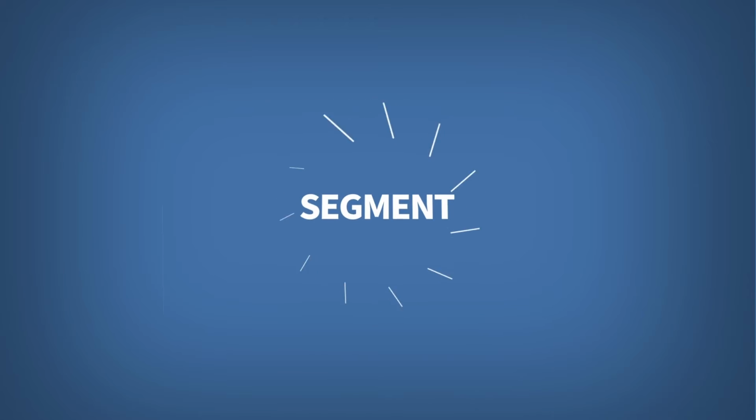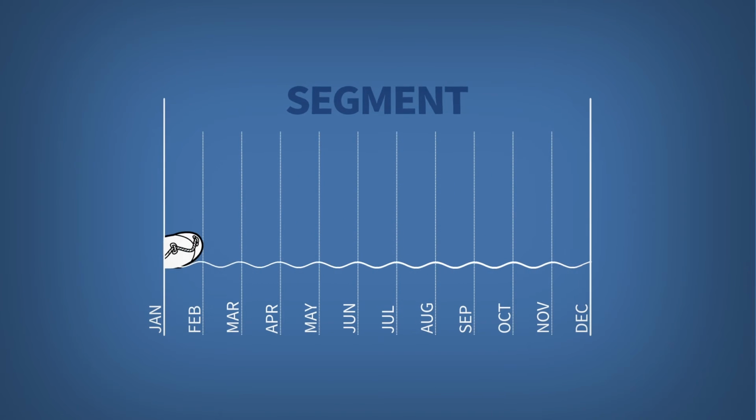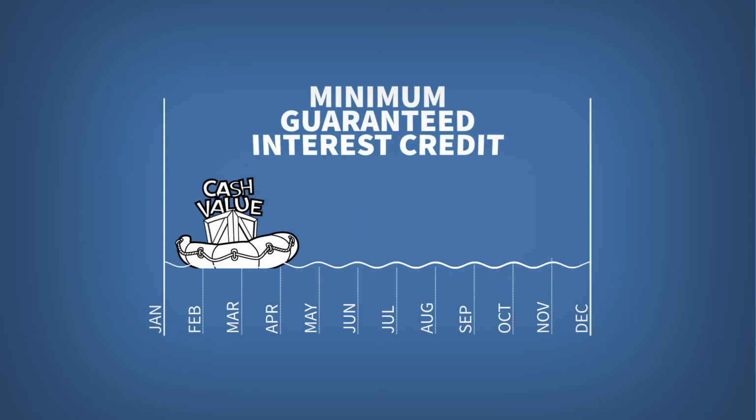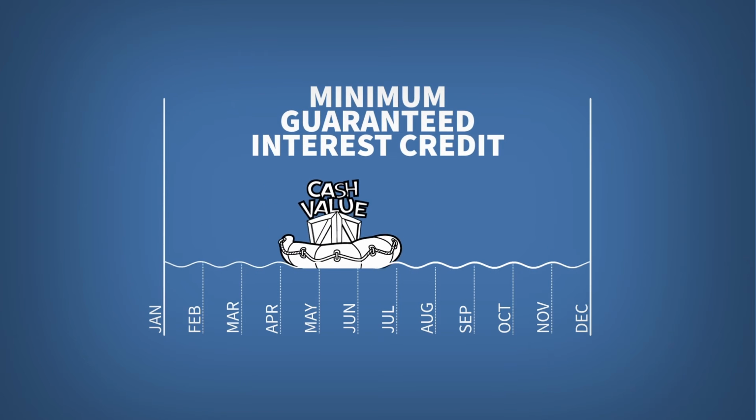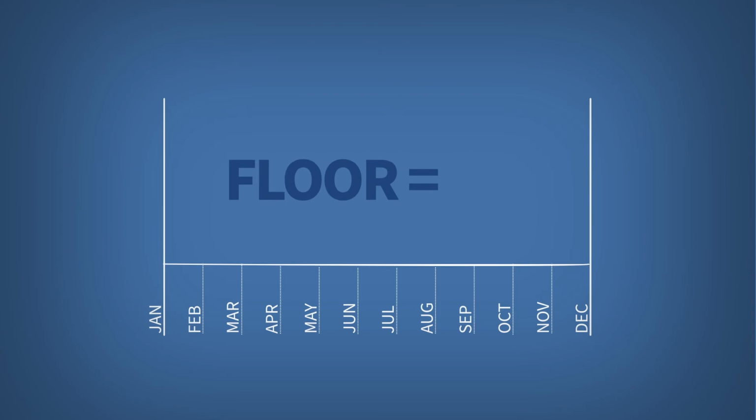When you allocate to an indexed account, you create a segment. The cash value in that segment will receive a minimum guaranteed interest credit throughout the term of the segment, typically 12 months. The minimum credit, the floor, is usually 0%.